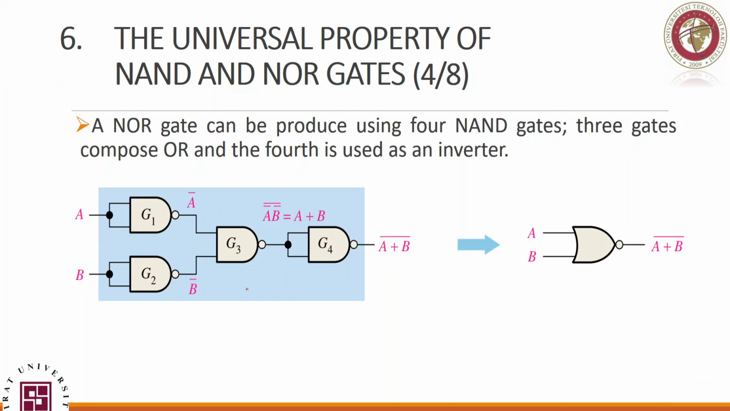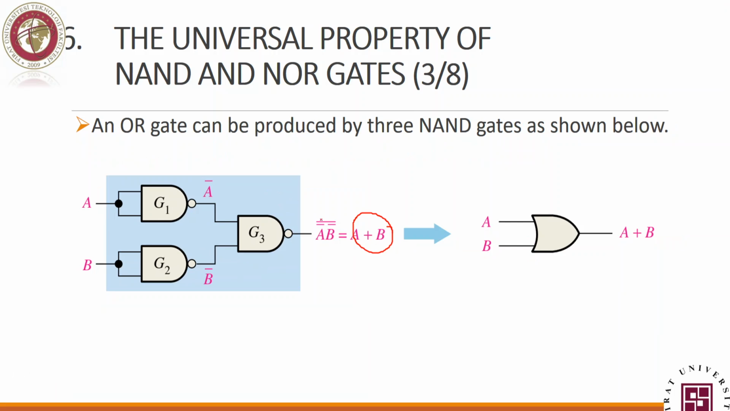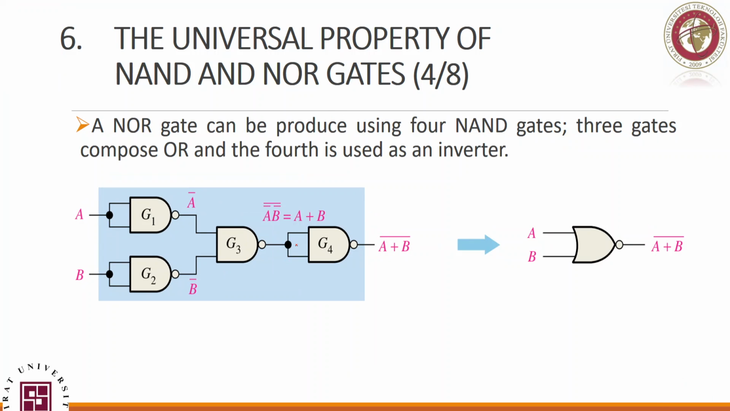Okay? How about a NOR gate? A NOR gate, if you apply the same here with a NAND gate after this, it's like a NOT gate. A NAND gate after this one will take you to NOR. Okay? That's it. We could produce all possible gates with NAND. That's why we call it universal.